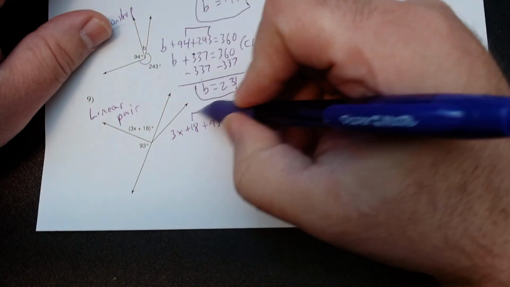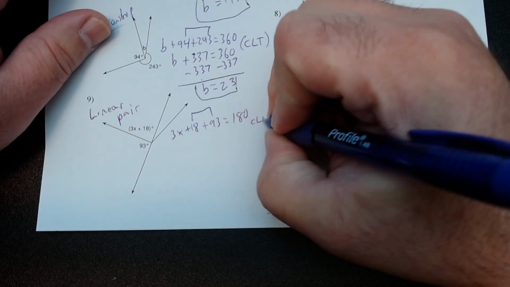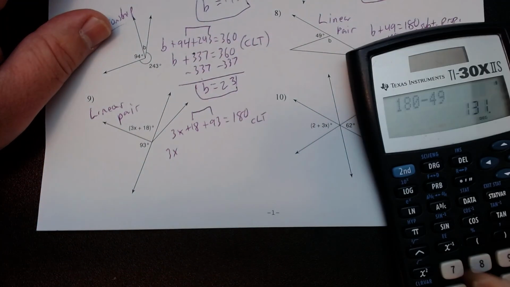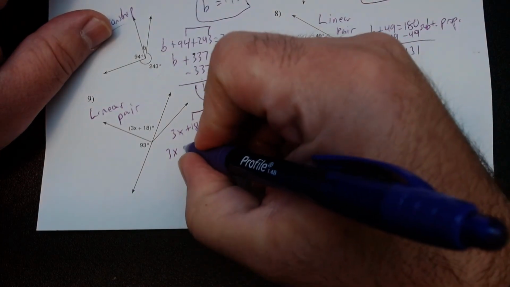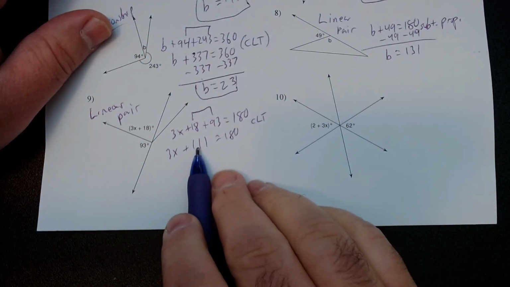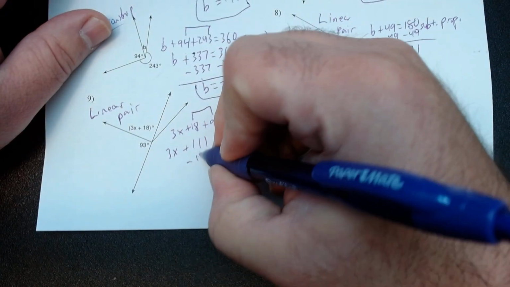After that, we would be combining those two numbers. So that's combining like terms. So CLT. 18 and 93, 111. After that, we need to move this 111 over. So you're going to subtract to do that. That's subtraction property.